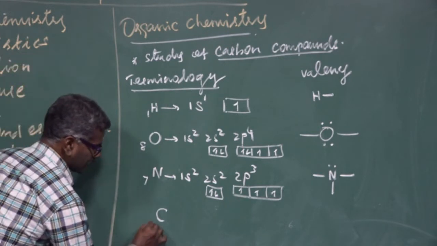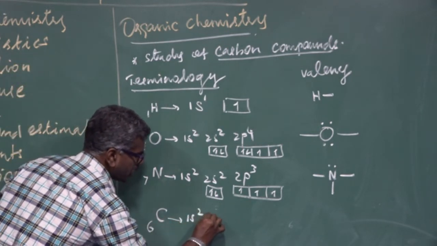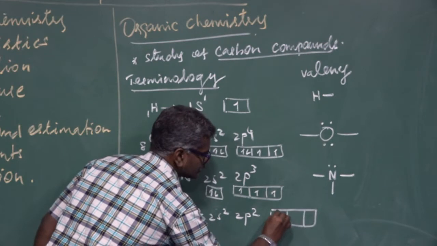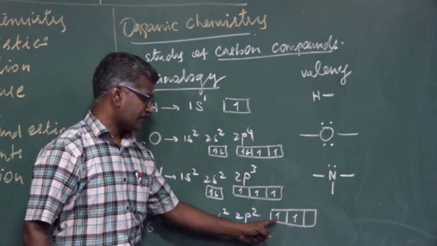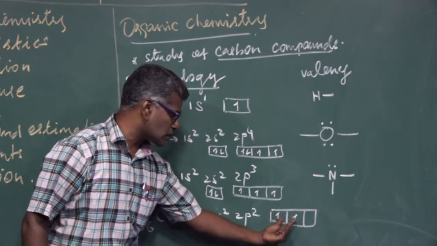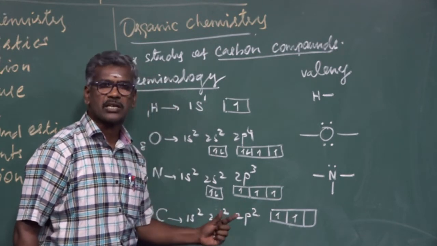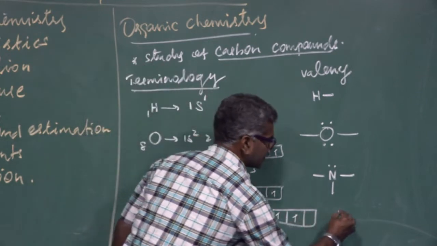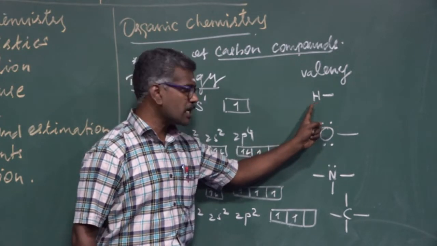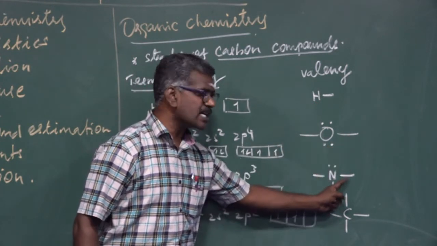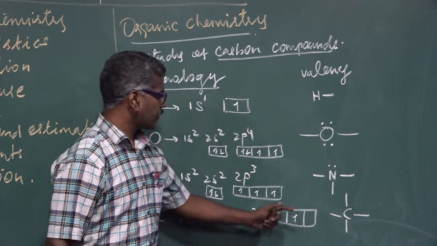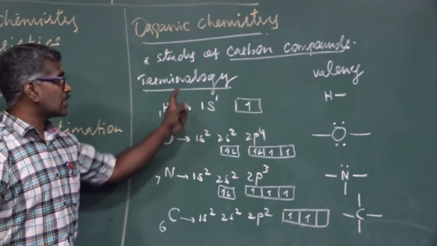Another one is carbon. Carbon, atomic number 6, electronic configuration 1s2, 2s2, 2p2. Only 2 electrons are unpaired, and this orbital cannot gain 4 electrons, it is very difficult. So valency 4 and valence electrons 4 in carbon. Hydrogen valency 1, oxygen valency 2, nitrogen valency 3, carbon valency 4. Clear? Easy to do. These are the terminology used in organic chemistry.